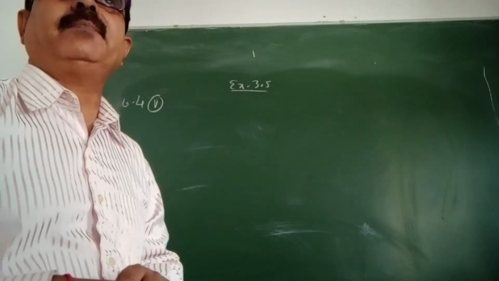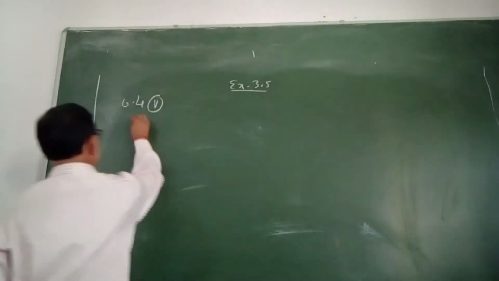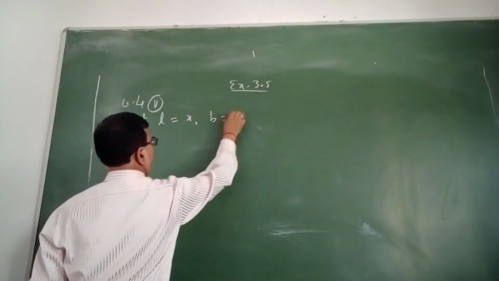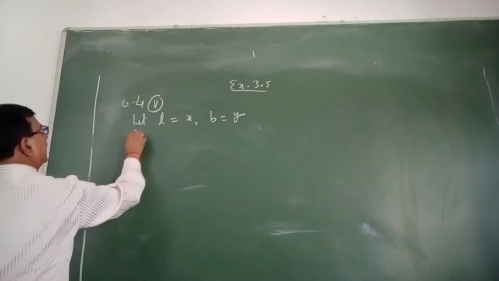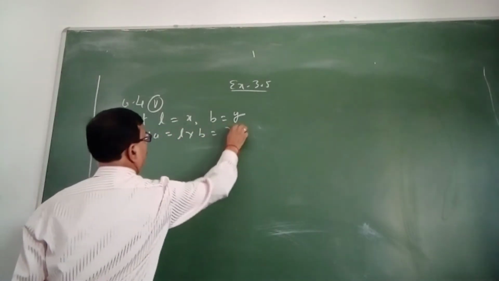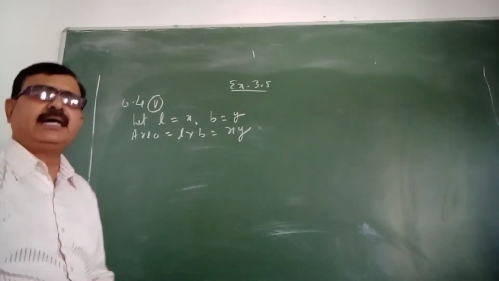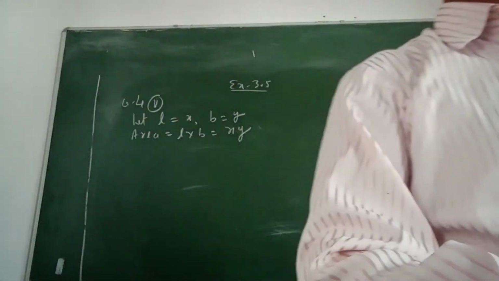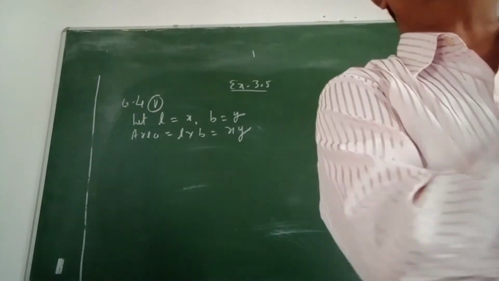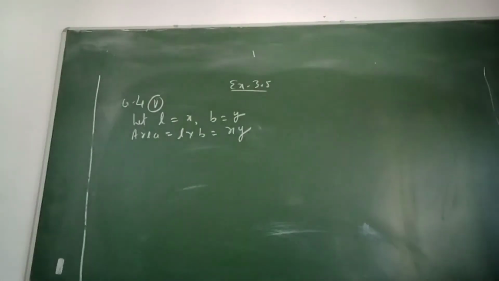In a rectangle, there are length and breadth. So we assume, suppose length is equal to x and breadth is equal to y. Then area is equal to L into B, which is xy. If the length of the rectangle is x and breadth is y, then its area is length into breadth.